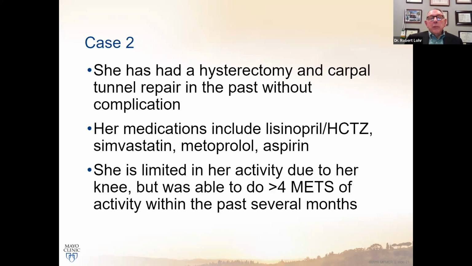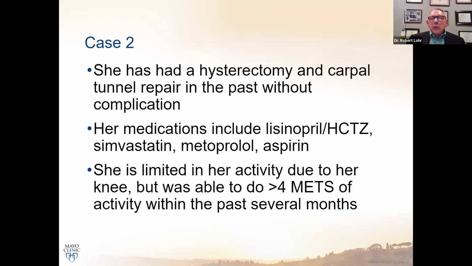She's had a hysterectomy and carpal tunnel repair in the past, but no complications. Her medicines include a lisinopril and hydrochlorothiazide combination, simvastatin, metoprolol, and aspirin. She's limited due to her knee and her activity, but in questioning, she is able to do 4 METs, or was at least within a few months, until her knee really got bad.